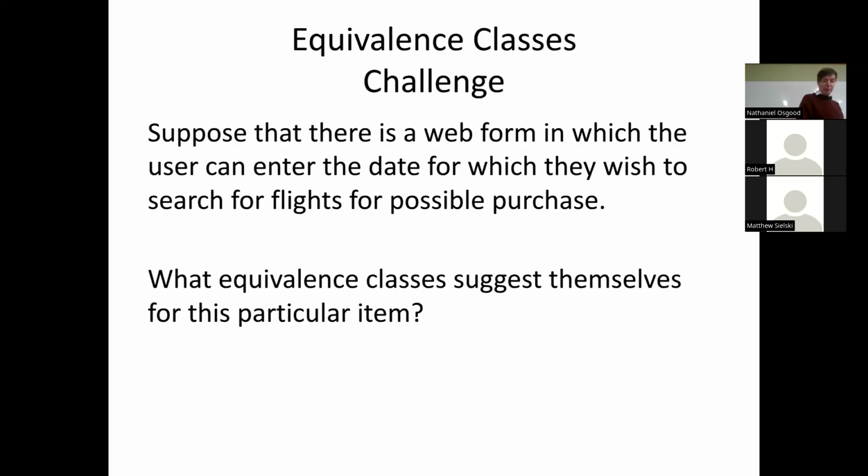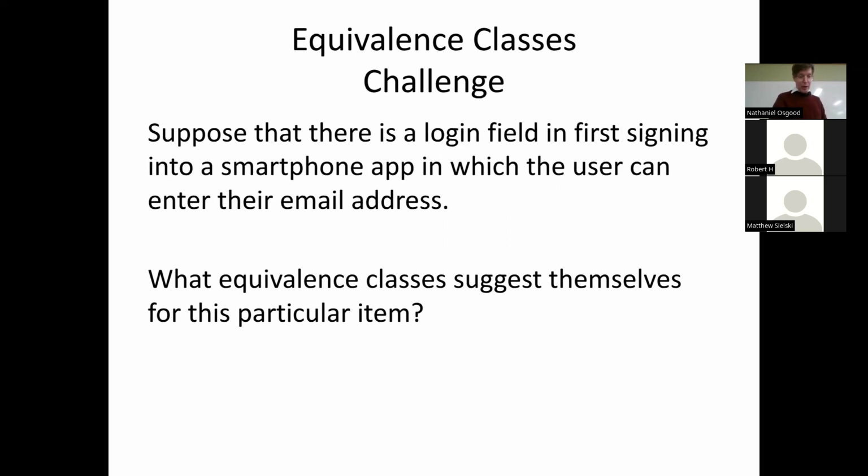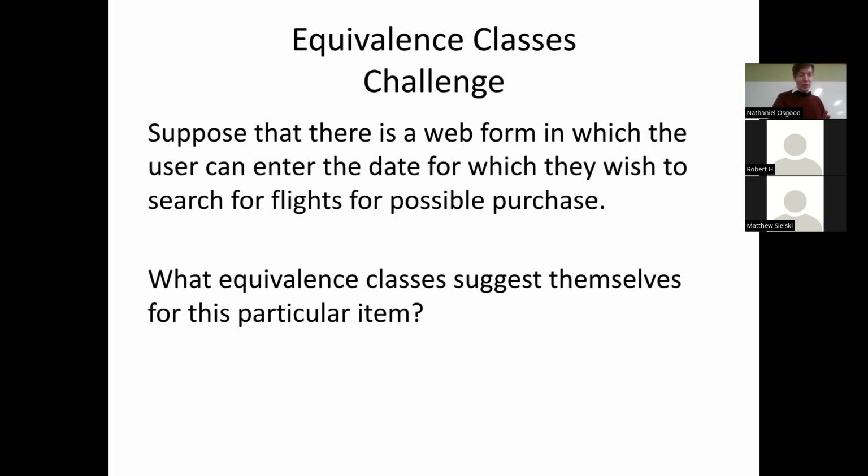Okay, so maybe we'll come back at 4 o'clock, but I want you to think about this one. Suppose there's a web form where the user can choose from a calendar dates for which to search for flights that they want to reserve. So they have one of those little calendars, and they have to select a date for a flight as part of the booking process. Think about classes of inputs you might want to check for that.